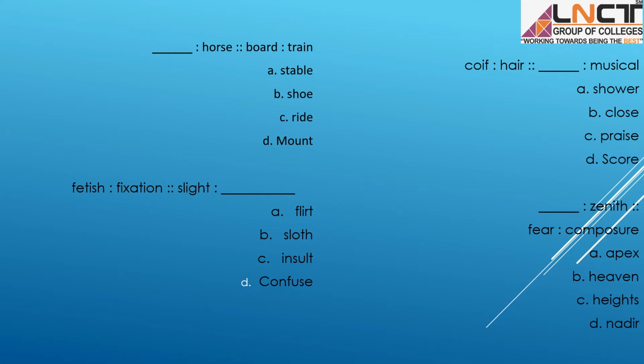The second question is: coif is to hair as dash is to music. Now, coif is a collection of hair. When the hair is done in a coif, it means that it is a sort of a bun or any arrangement of hair. A musical is an arrangement of many pieces of music, and a piece of music in itself is called a score. The word score has other meanings also.